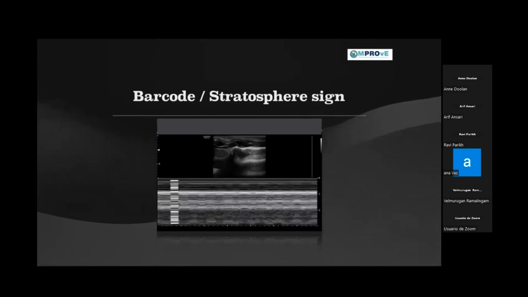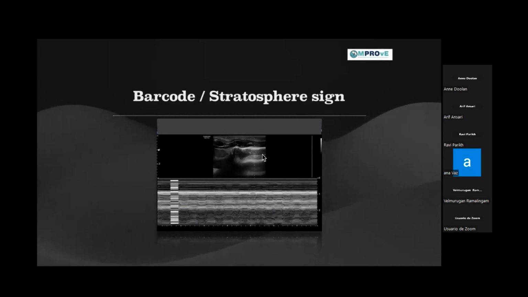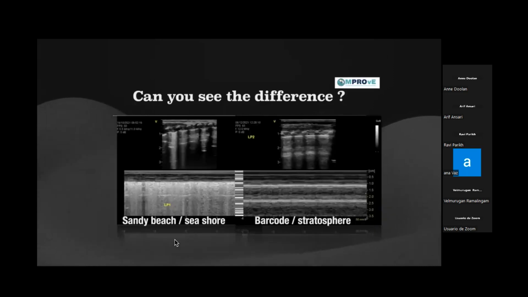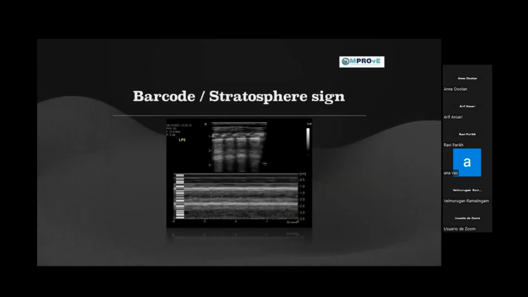And contrary to that, what does the barcode or stratosphere sign look like? I have put a little barcode here, and you can agree that it looks similar to a barcode. Some thick lines, some thin lines, some bright areas, and some darker areas. So this will be in the area where there is an air leak. Okay, so that's what the barcode looks like.